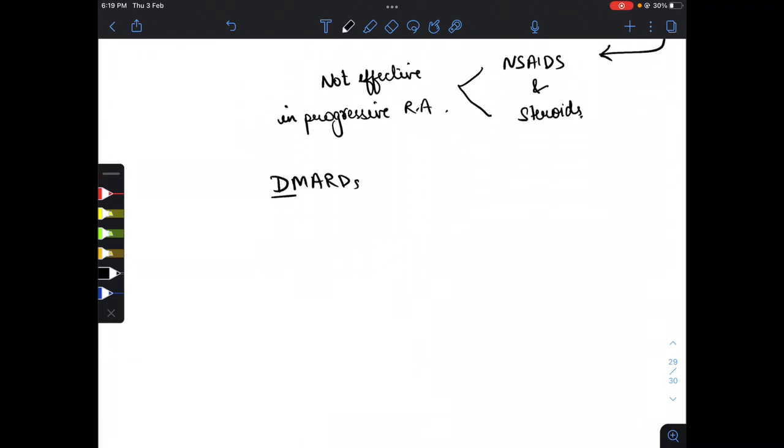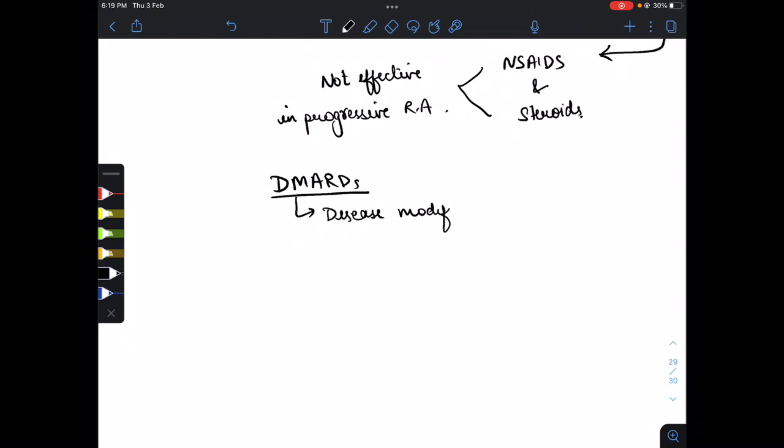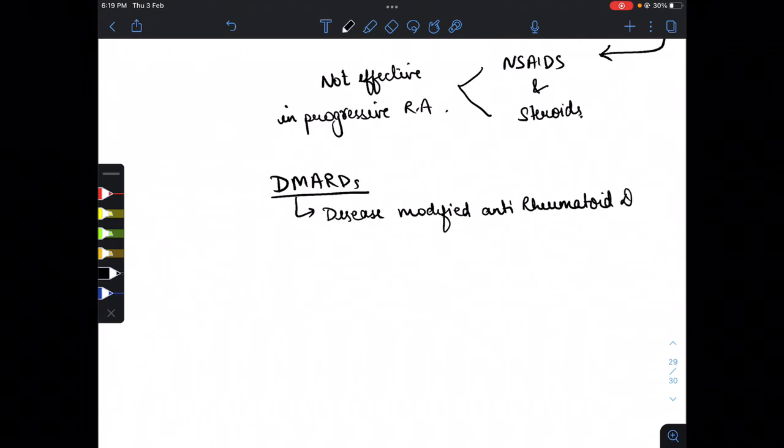And what is the full form of DMARDs? DMARDs are disease modifying anti-rheumatoid drugs. DMARDs are used for progressive rheumatoid arthritis. So what will they do? They slow down the disease progression, and they are slow acting drugs.